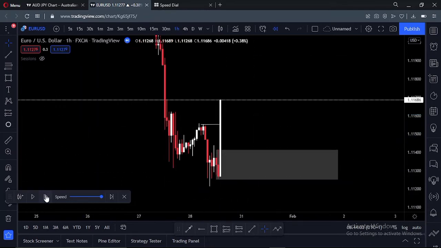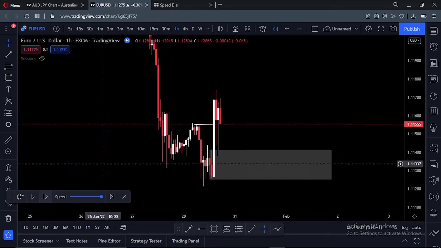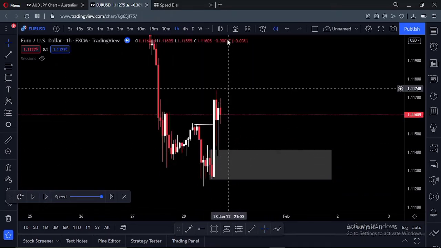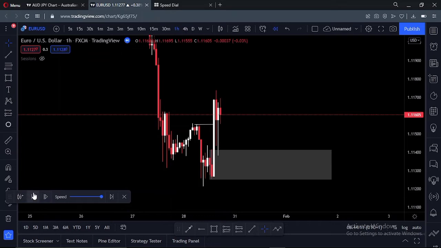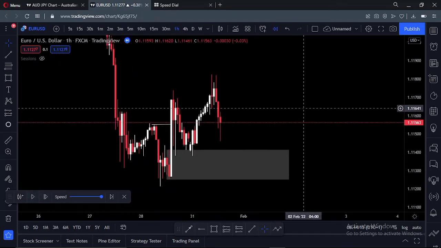And just watch what price did. Price came back down to mitigate the demand and then it shot back up again. And that's what I mean by question candle mitigation.